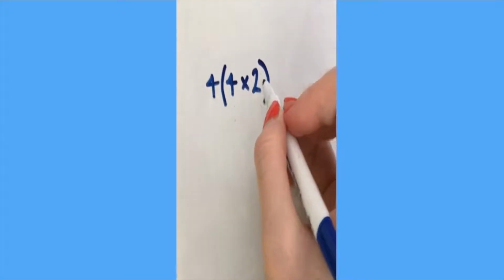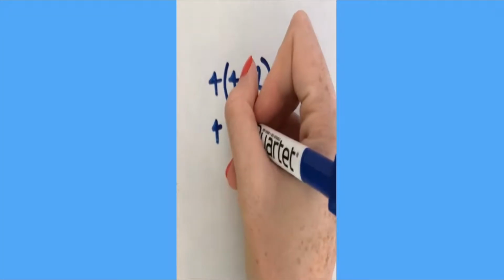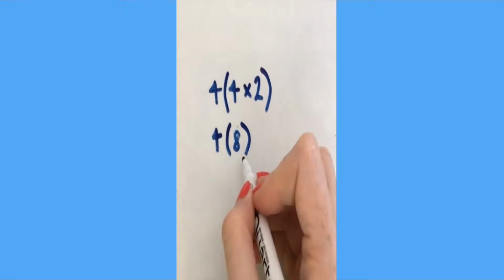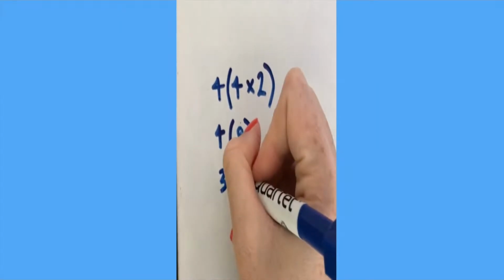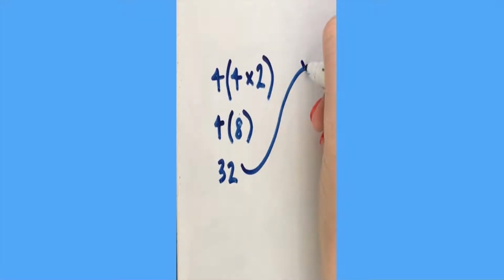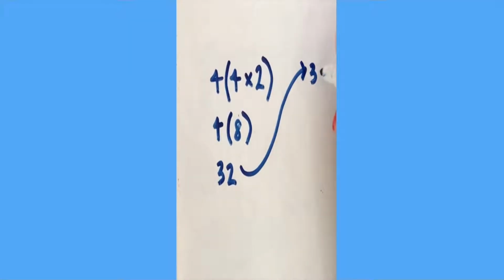Following the rule of PEMDAS, we must first solve for what is in the parentheses. This leaves us with 4 times 8. Next, we multiply 4 times 8 together to get 32. This tells us that 32 pounds of oats are needed to sufficiently feed Peter's horses. But we aren't done yet. We need enough food for 3 days.